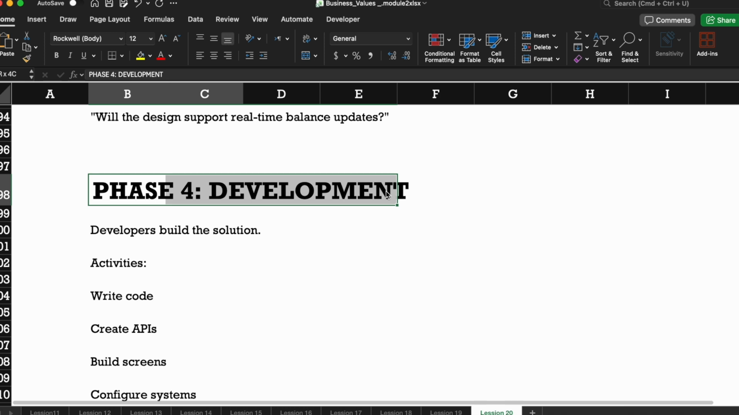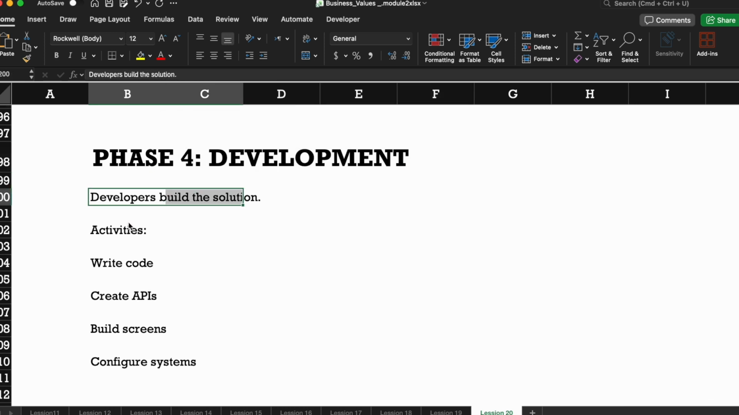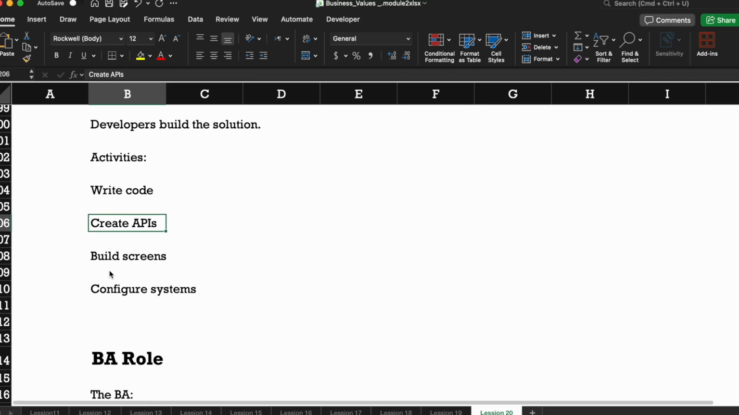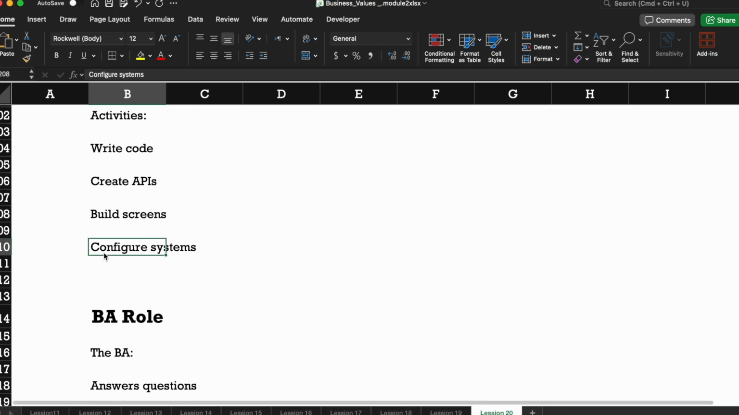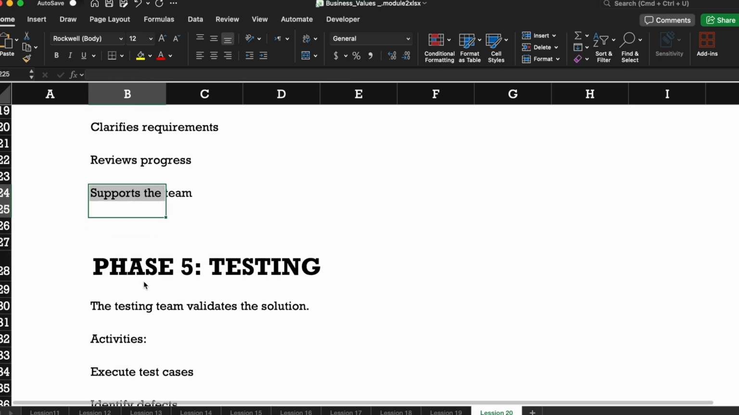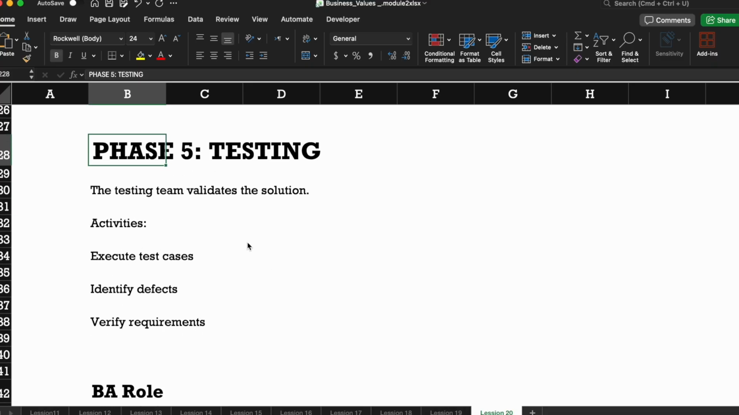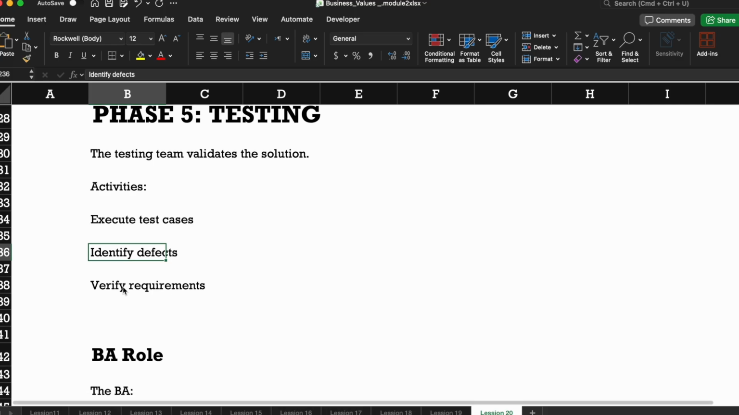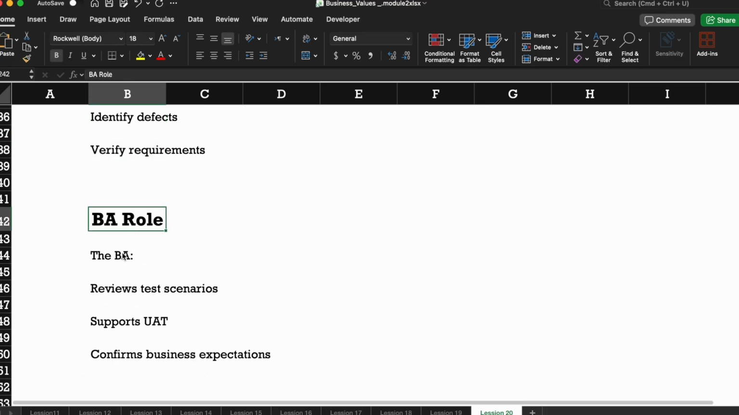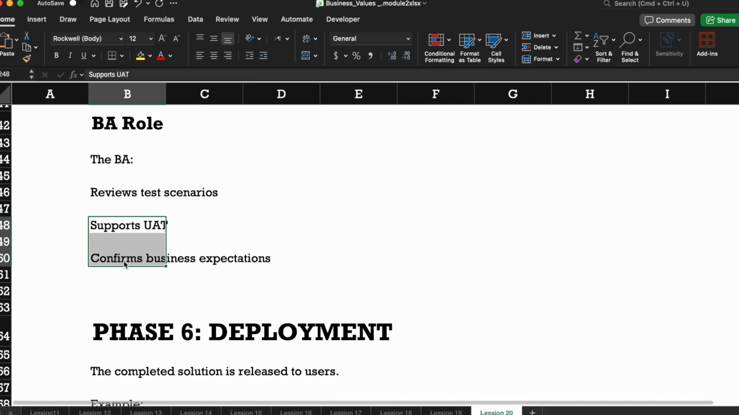Phase number 4, development. Developers build the solution. Activities: write code, create APIs, build screens, configure systems. The BA role: answer questions, clarify requirements, review progress, support the team. Phase number 5, testing. The testing team validates the solution. Activities: execute test cases, identify defects, verify requirements. So the BA role: the BA reviews the test scenarios, supports UAT, confirms business expectations.